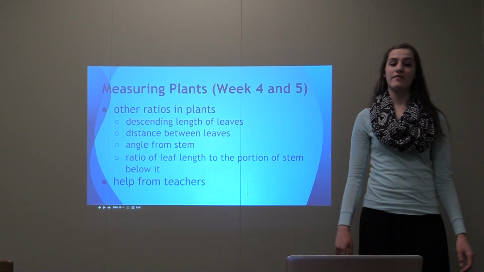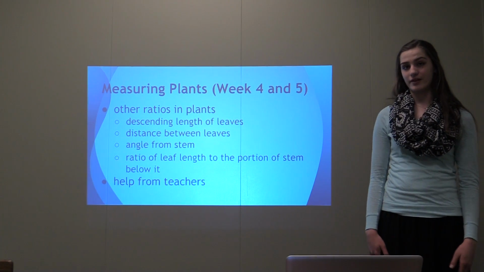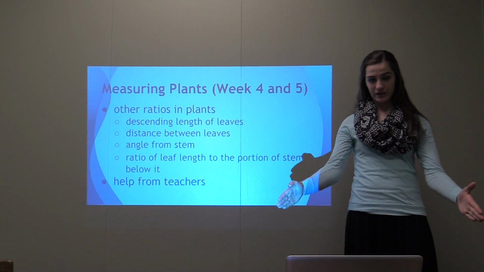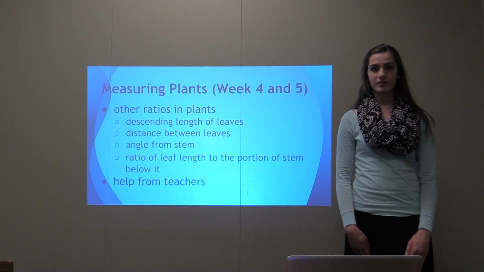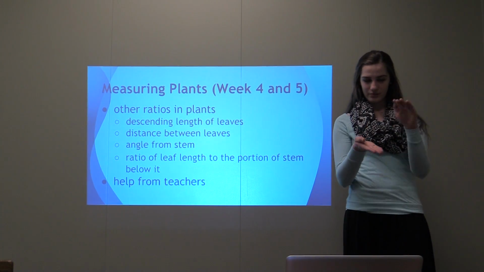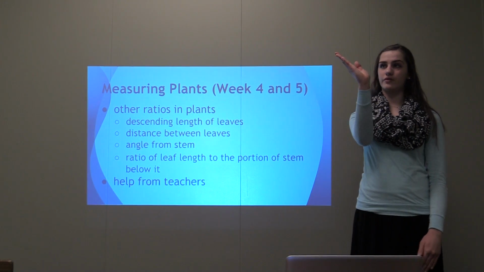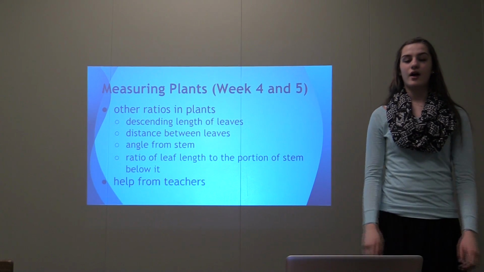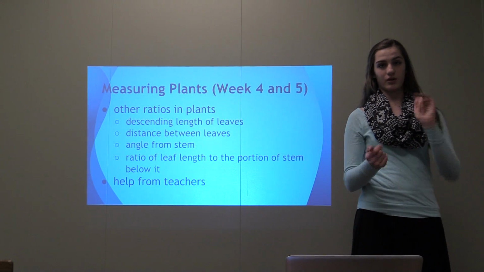In weeks 4 and 5, I measured ratios of plants. I looked at the descending length of leaves, so the length of the leaf at the top of the stem going down to the bottom. And I looked at the distance between leaves, so the little stem portions in between leaves, and the angle of leaves from the stem. So the leaf is here, and this is the stem, this is the angle here. I also looked at the ratio of the length of a leaf to the stem below it.